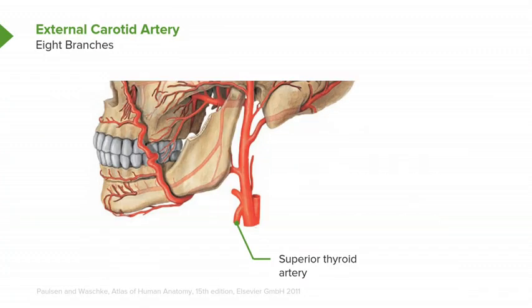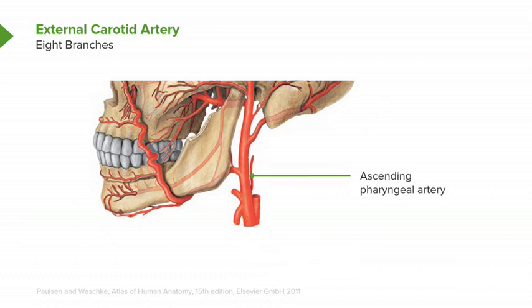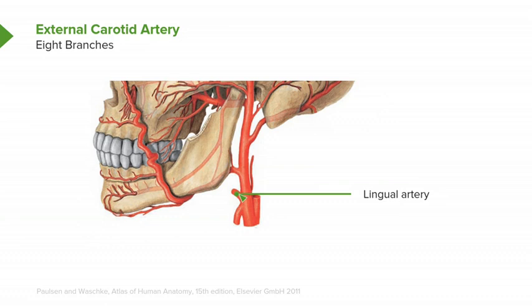The first branch is the superior thyroid artery, as we see here coming off the external carotid artery. The second branch is the ascending pharyngeal artery. This is a slender branch and is very difficult to identify because of its small size. The third branch that issues from the external carotid is referred to as the lingual artery, and we see the proximal stump of the lingual artery in this particular view.